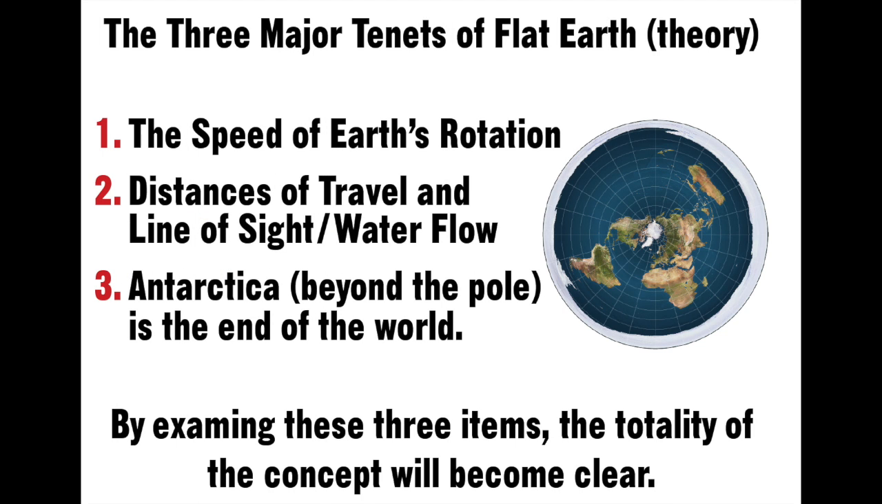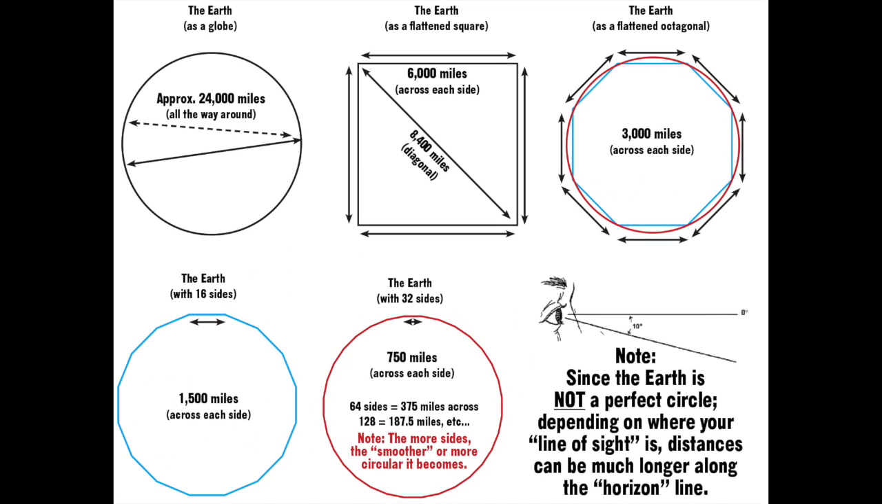Next to deal with are the distances of travel and the line of sight. Things like water flow and being able to see something over the horizon. The best way to understand this is to imagine if you see the Earth in the first picture as a globe, or you see it as a flattened square, or even a flattened globe, you could say, that the 24,000 miles becomes 6,000 miles around the side.